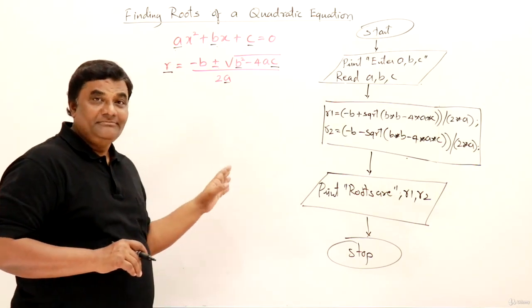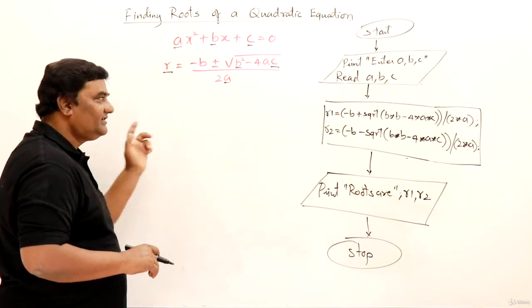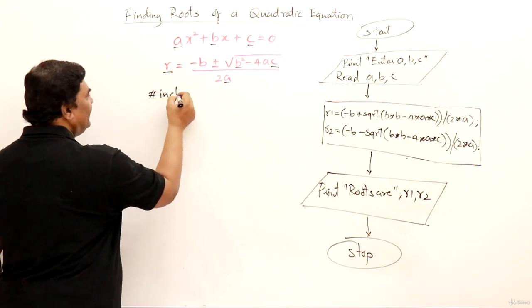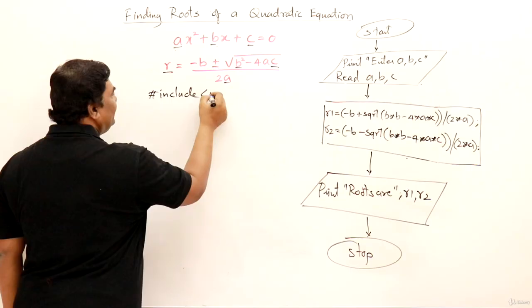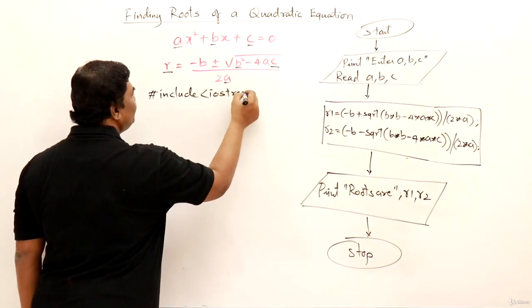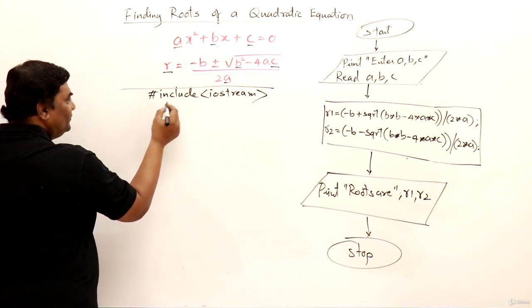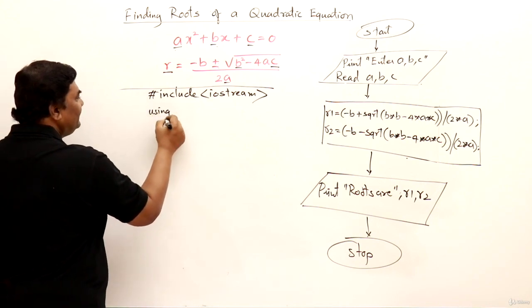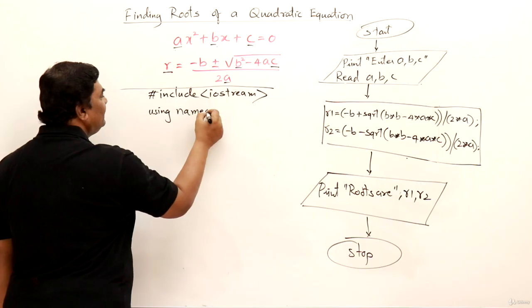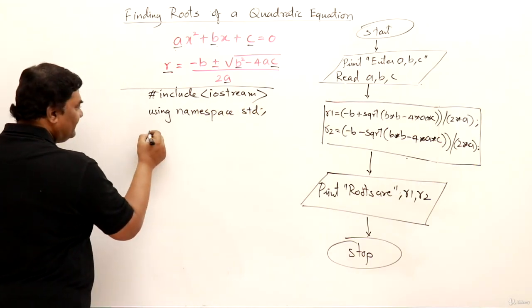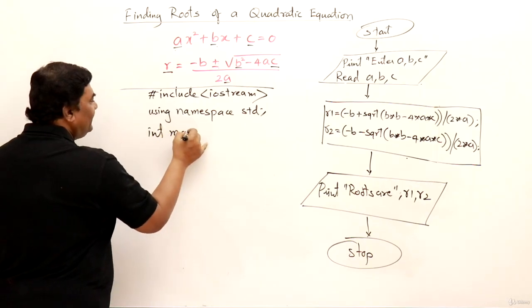Now I will write a C++ program for this. Let us convert this flow chart into a C++ program. The very first thing you know well, that is hash include iostream. Then we have to say using namespace std. Then the main function, this is the entry point of a program.